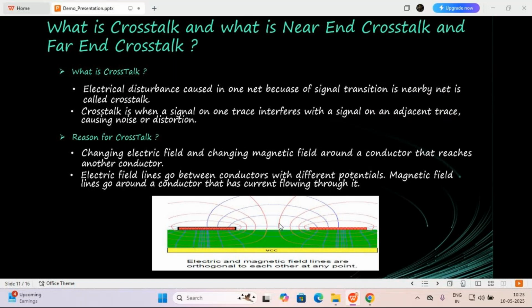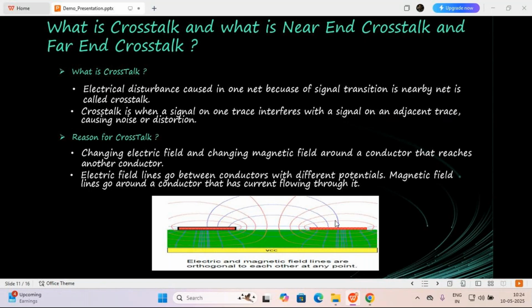Electric and magnetic field lines are orthogonal to each other at any point. As we know, they make a 90 degree angle. Because of this, the electric and magnetic fields get coupled to each other. In this case the two conductors are very close to each other. Although here we are not seeing any red lines crossing each other, if we bring both conductors closer, then we have a magnetic coupling.